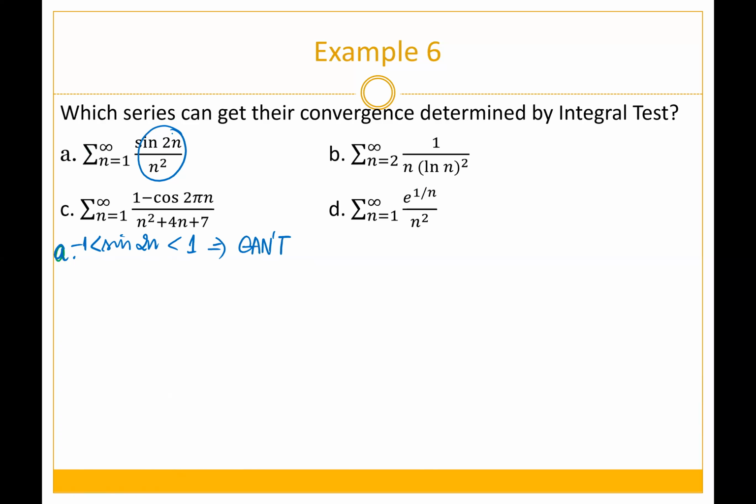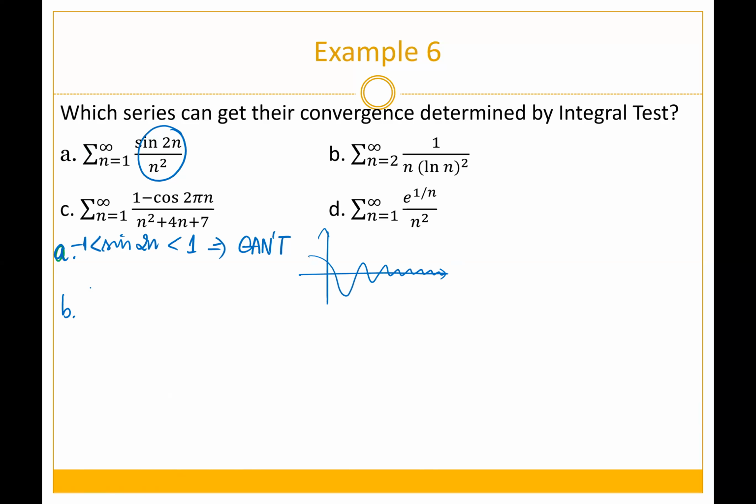The numerator fluctuates between -1 and 1. So your fraction is also going from -1 over n squared to 1 over n squared. And actually, if you graph it out, it's going to look something like this. It's going to fluctuate up and down, but it's not going to be just positive. So you cannot use the integral test for A.